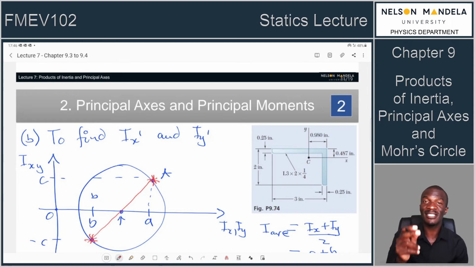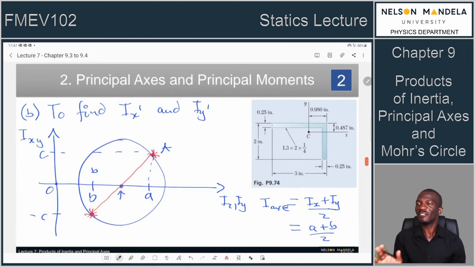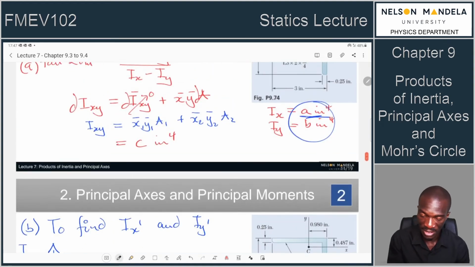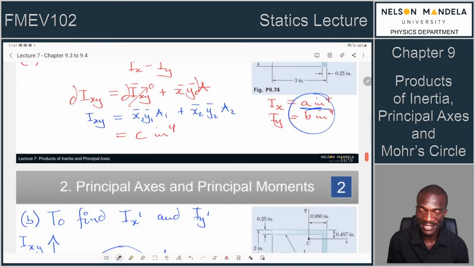Now that we found the orientation of the new system of axes, this means that we can conveniently use the geometry of this circle to find the value of the new moment of inertia. Because we have calculated the angle that we found, I deleted it, we said it's 20 degrees.